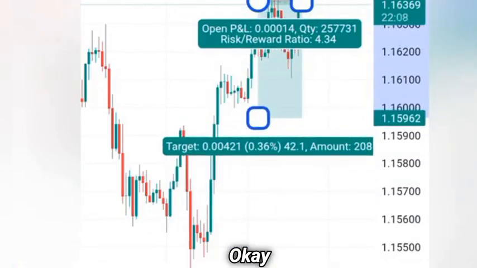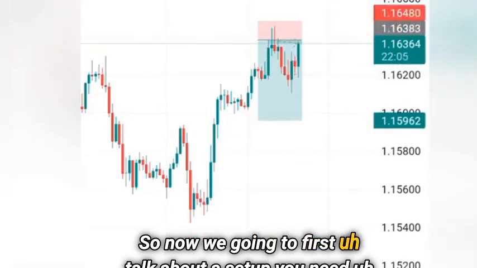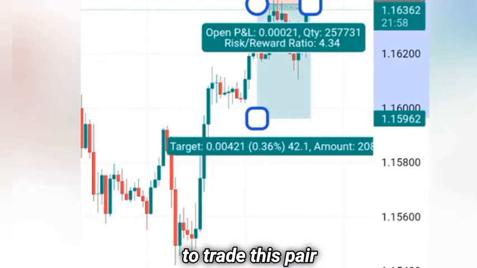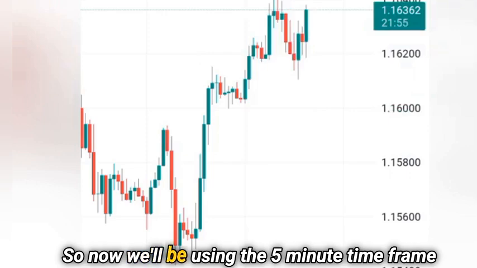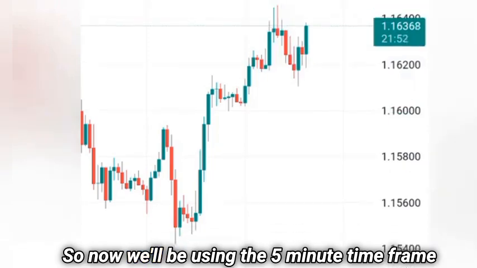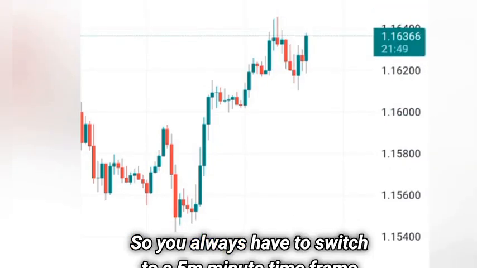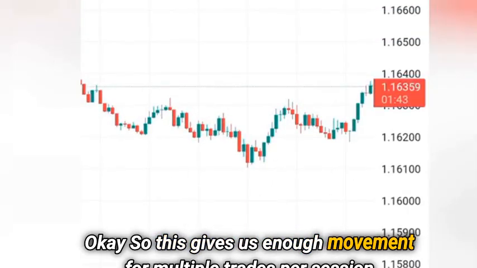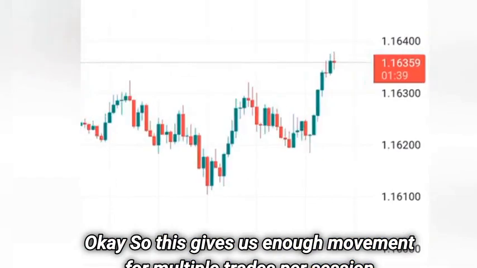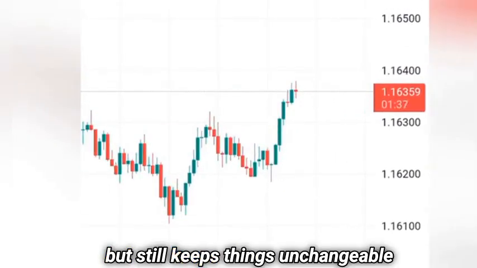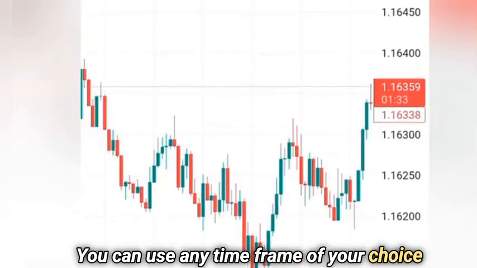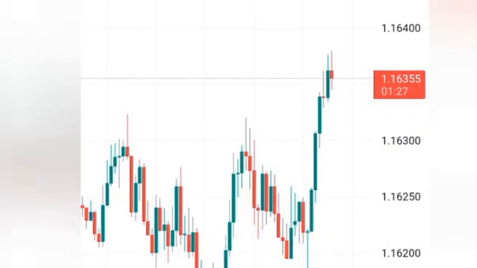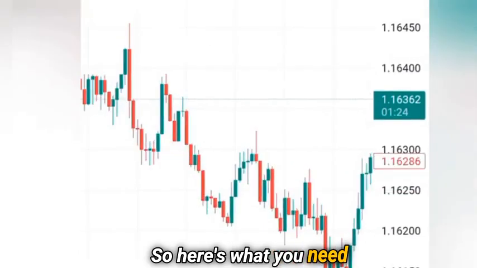Now we are going to first talk about the setup you need to trade this pair. We will be using the 5-minute time frame, so you always have to switch to a 5-minute time frame. This gives us enough movement for multiple trades per session, but still keeps things manageable. You can use any time frame of your choice, but since we are scalping, we are going to use the 5-minute time frame.